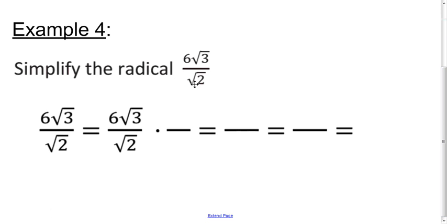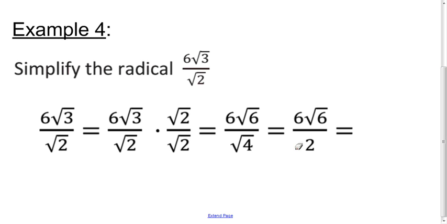So we want to get rid of that square root of 2. So what are we going to multiply this expression by? We would multiply by the square root of 2 over the square root of 2. And square root of 2 times square root of 2 in the denominator gives square root of 4. Multiply the radicands in the top, we get 6 times the square root of 6. And the square root of 4 is 2. And 6 divided by 2 is 3.